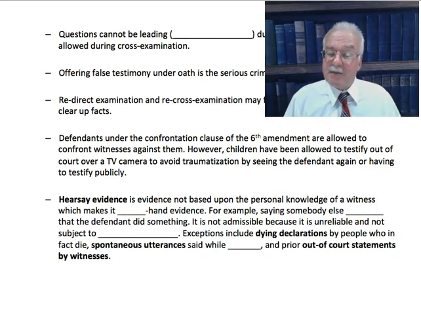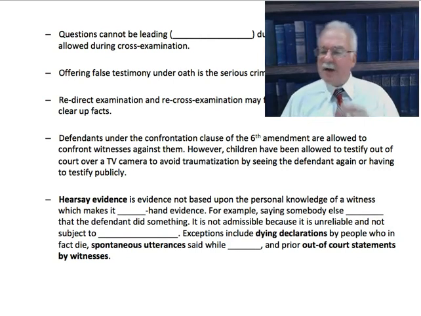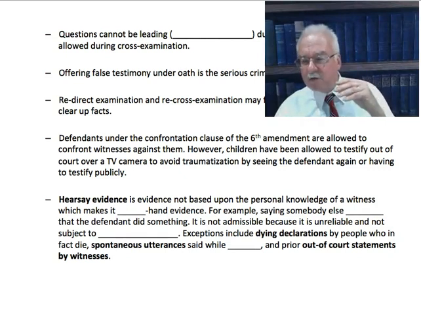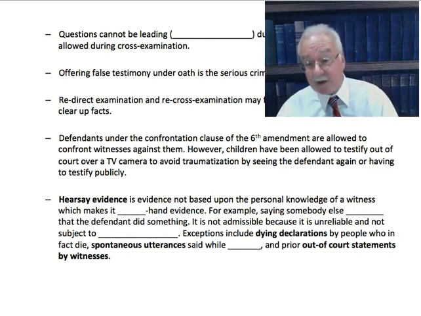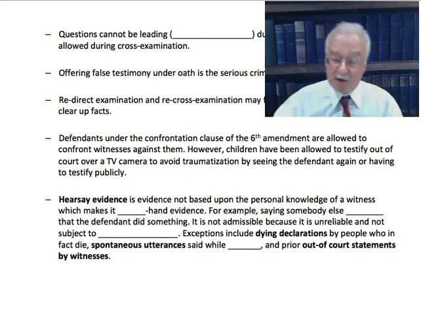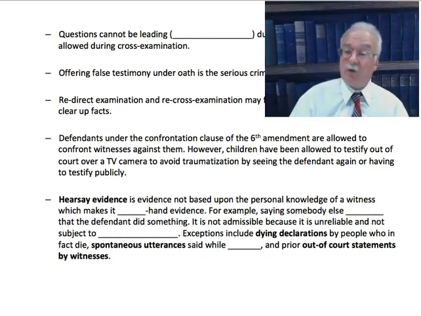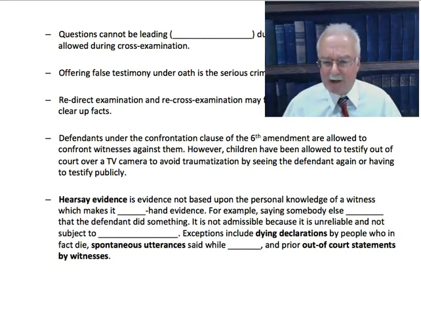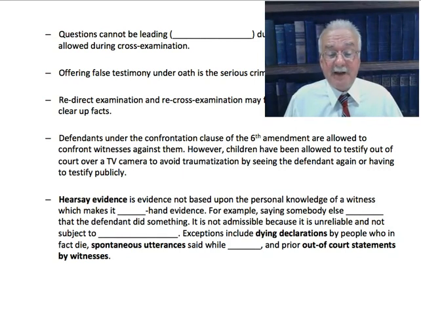Now, redirect examination and recross examination may follow until no longer needed to clear up facts. So if one side does direct examination, the other side does cross-examination and reveals some problems, well then the other lawyer who called the witness can do a redirect to try to clear up those problems, and the cross-examining lawyer can then do a recross to question the redirect of the other lawyer. It can get complicated. Defendants under the Confrontation Clause of the Sixth Amendment are allowed to confront witnesses against them.